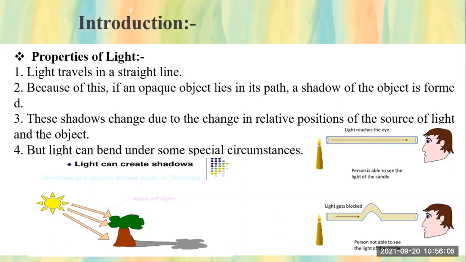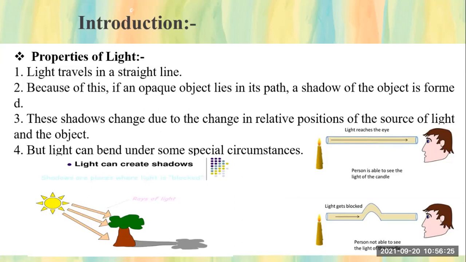Because there is a relative motion of the source of light. Source of light is what? Here I'm considering the sun. The sun is a source of light. So when the sun is changing its position, what are we seeing? We are seeing that there is a change in its shadow also.